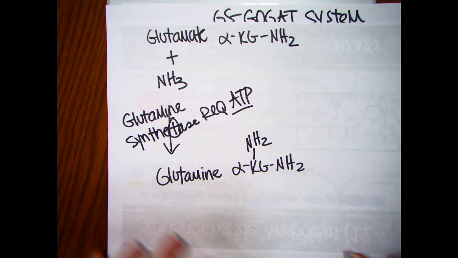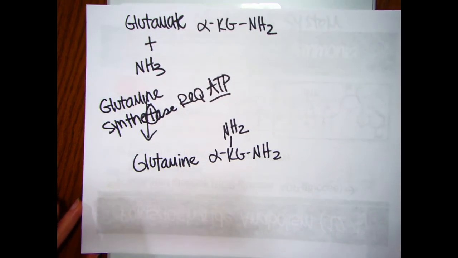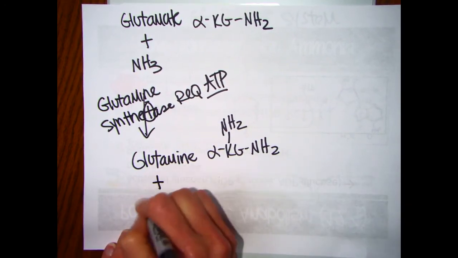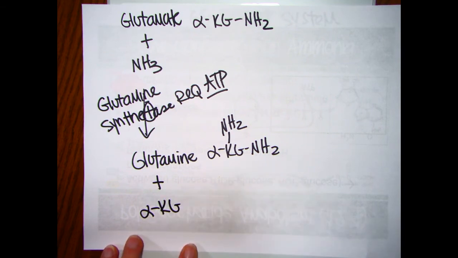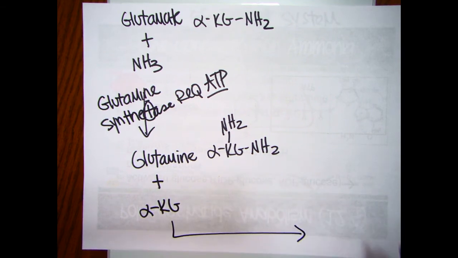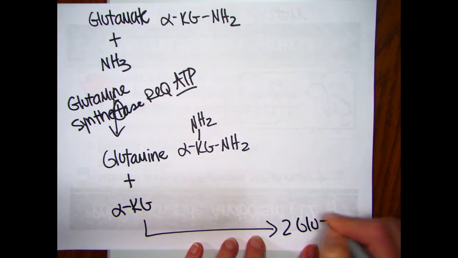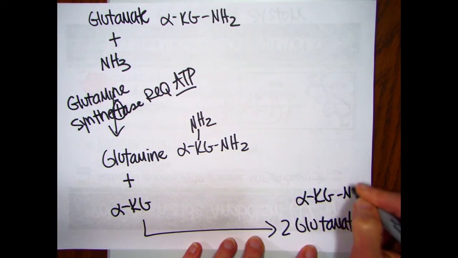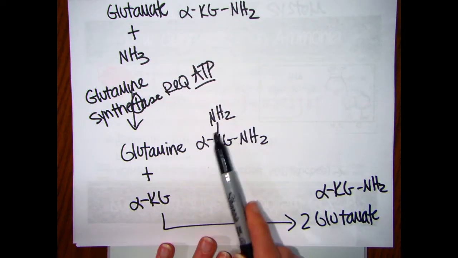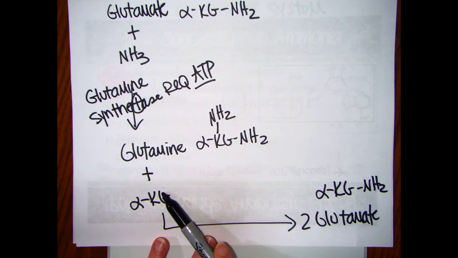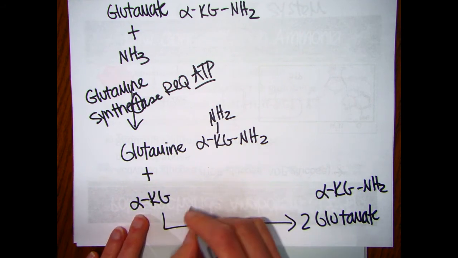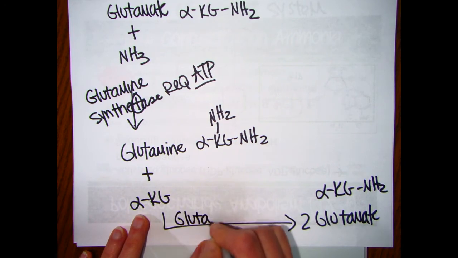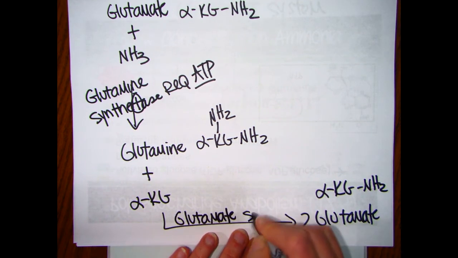Okay, so now we have our glutamine, which is secretly alpha ketoglutarate with 2 amine groups on it. So in the second step, we actually combine the glutamine with an alpha ketoglutarate to make us 2 glutamates, which is alpha ketoglutarate with 1 amine group. So basically, we just take one of these amine groups and move it over here to this alpha ketoglutarate. This reaction is catalyzed by the enzyme glutamate synthase.